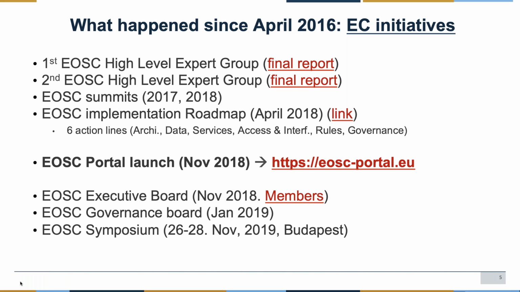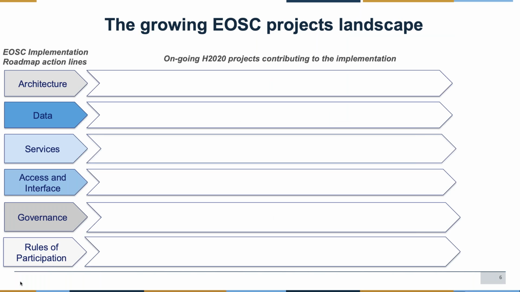So EOSC, from 2019, is really taking momentum by establishing a governance and executive board. And later this year, an EOSC symposium, a large event, is planned in Budapest. The actual implementation of EOSC is structured and defined through an implementation roadmap, which defines 6 lines of action, from architecture through data, services, access and interfaces, governance, and rules of participation.